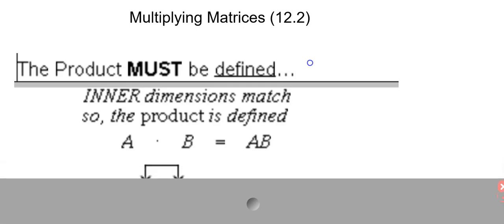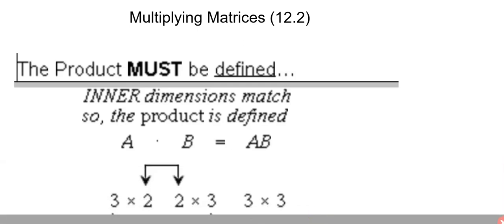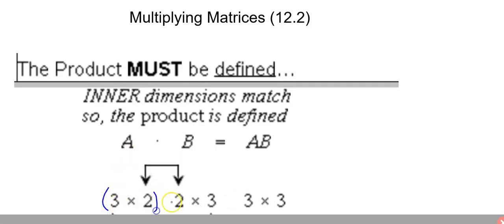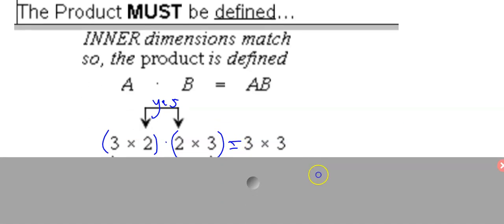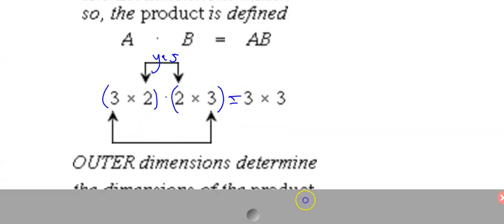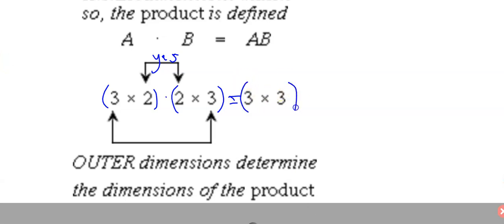So here's what I mean. The inner dimensions need to match. So for example, if you have a 3 by 2 matrix times a 2 by 3 matrix, if you put them in that order, the inside dimensions match. You say, yes, we can multiply. Can we do it? Yes, we can. Sounds like Bob the Builder. So then what's interesting here is that the outside dimensions determine the dimensions of the product. So my product is going to be 3 by 3 because my outside dimensions are 3 and 3.